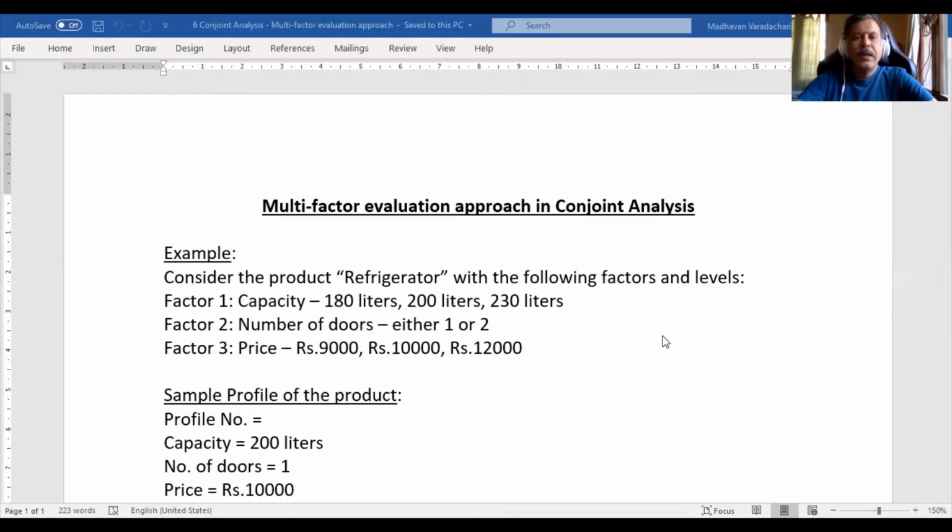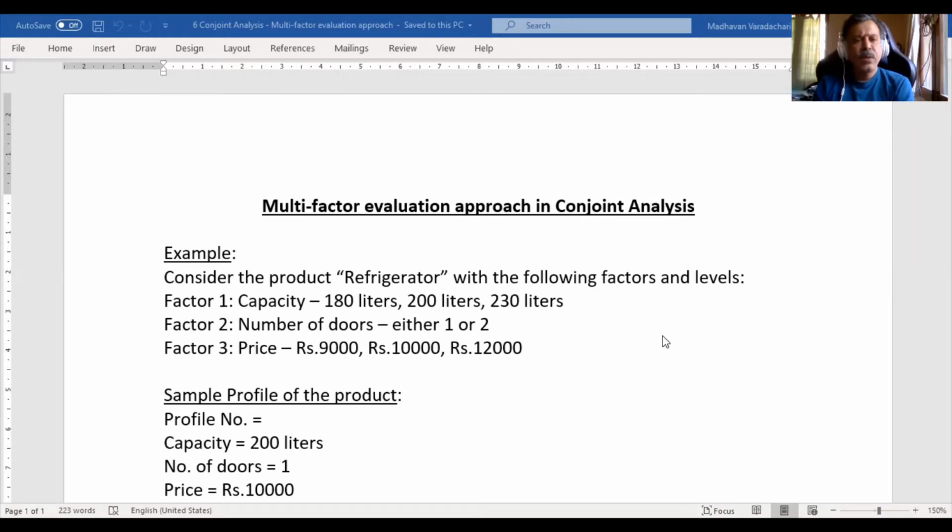Hello everyone. In this video, we will be talking about the multi-factor evaluation approach adopted in conjoint analysis. We'll be considering a similar example to what we took for the two-factor approach, the same thing, refrigerator. Only thing is, here instead of two factors, I have considered three different factors.